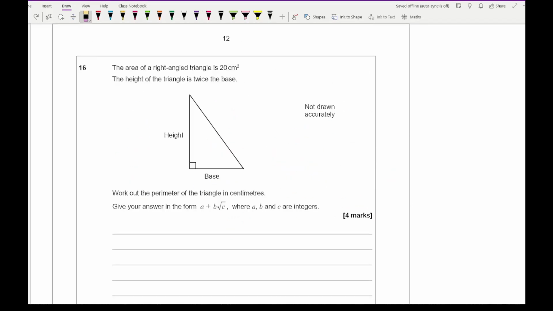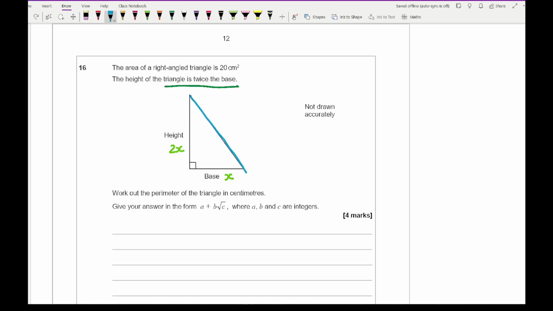So moving on to question 16, it says the area of a right angled triangle is 20 centimeters squared. The height of the triangle is twice the size of the base. Work out the perimeter of the triangle in centimeters. So for this, we've been told that the height of the triangle is twice the size of the base. So if I call the base x, then the height is going to be 2x. Now to work out the perimeter, I can then use Pythagoras to work this out.